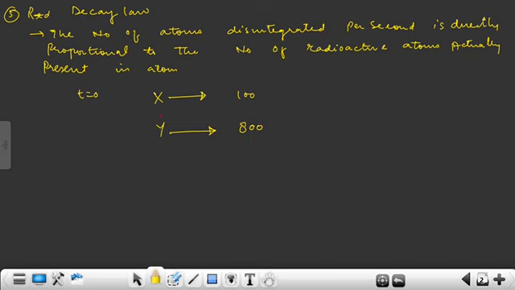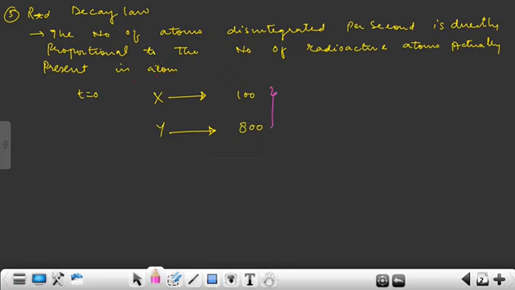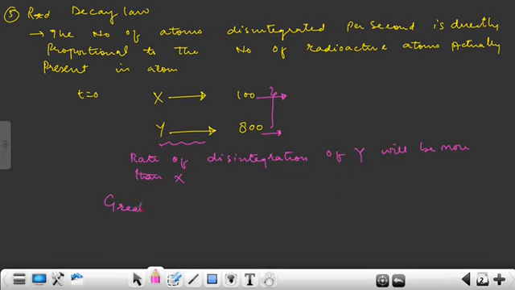Let's assume this radioactive decay law says that the decay will happen faster when there are more radioactive atoms, and slower when there are fewer atoms. The rate of disintegration, that is the disintegration with respect to time, of Y will be more than X.